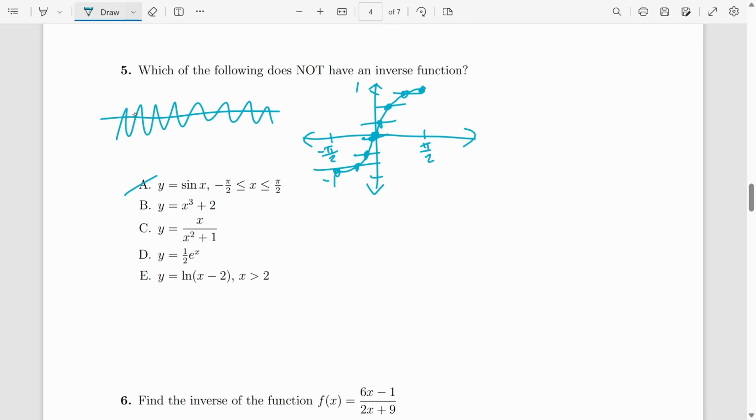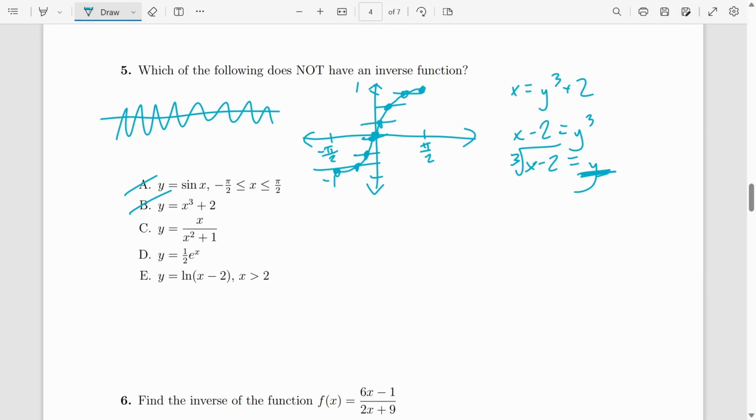Now looking at B, I definitely think it's going to have an inverse. We can just brute force this really quick. We replace the y's with x's and the x's with y's. We get x equals y cubed plus 2. Solving for y, we get x minus 2 equals y cubed, and the cube root of x minus 2 equals y. So this absolutely does have an inverse because we were able to get y all by itself on one side. So B has an inverse.